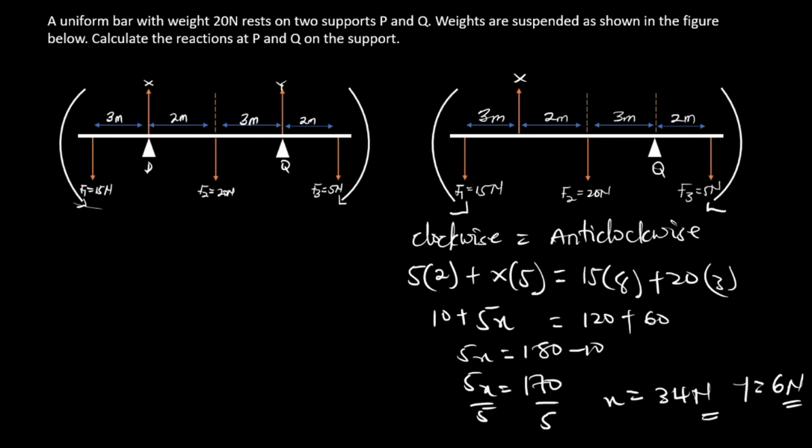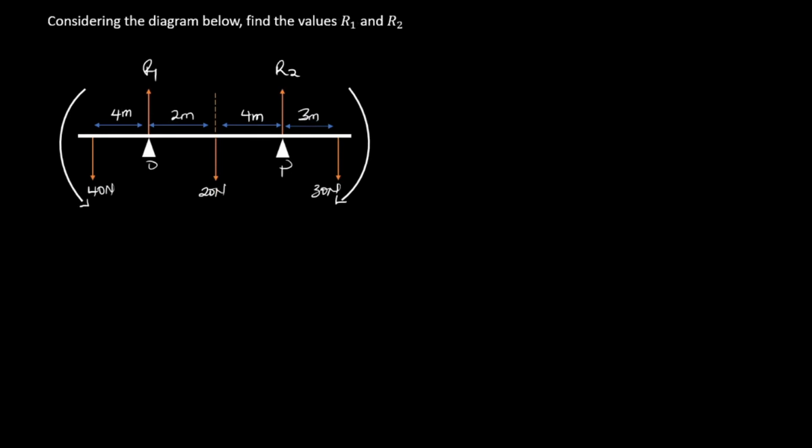Now let's have a look at another example. Alright, example number 2 and our last example in this tutorial. We are to consider the diagram below and find the values of R1 and R2, a piece of cake. So like I said, if you have two pivots, you cannot find R1 and R2 easily.